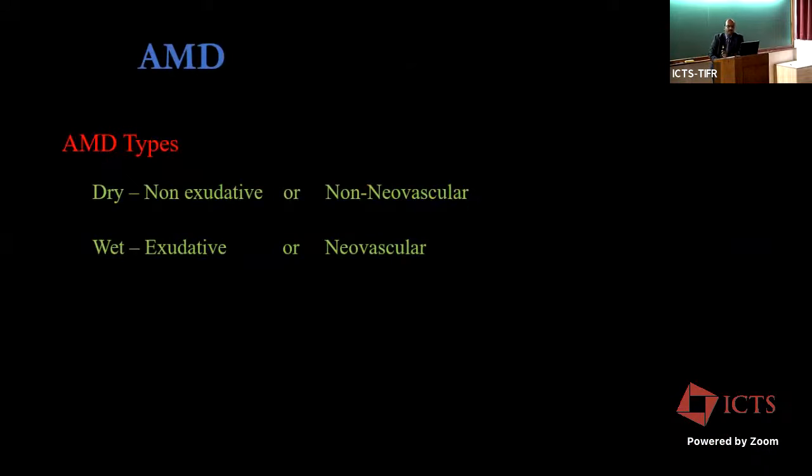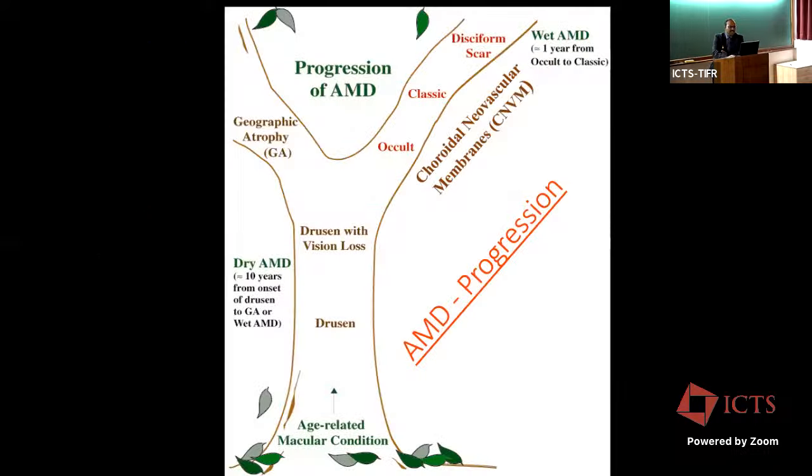So the two types of AMD, dry and wet. Dry is non-exudative or non-neovascular, wet is exudative or neovascular. And this is the tree of AMD, you might like to call it that way. It begins with drusen. This is, of course, a simplification. Drusen, here there's no AMD yet. But drusen with vision loss, now you start having dry AMD. And this is about 10 years from the onset of drusen. And then it can go towards dry degeneration, geographic atrophy, or towards choroidal neovascular membranes, the wet or malignant neovascular AMD, occult, and then classic CNVMs, and then finally a disciform macular scar. And we'll again see examples.